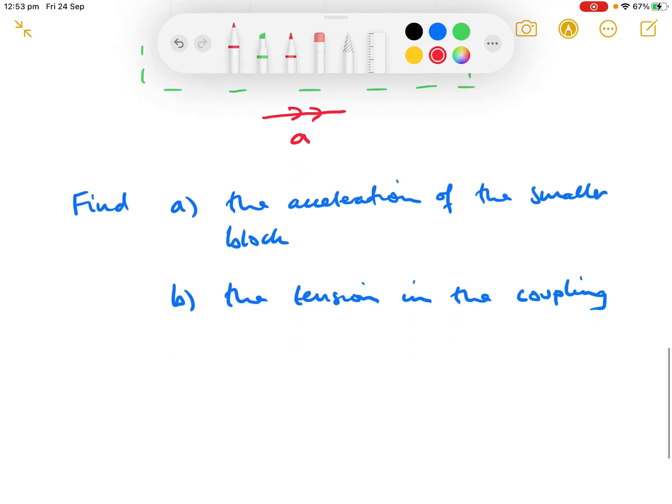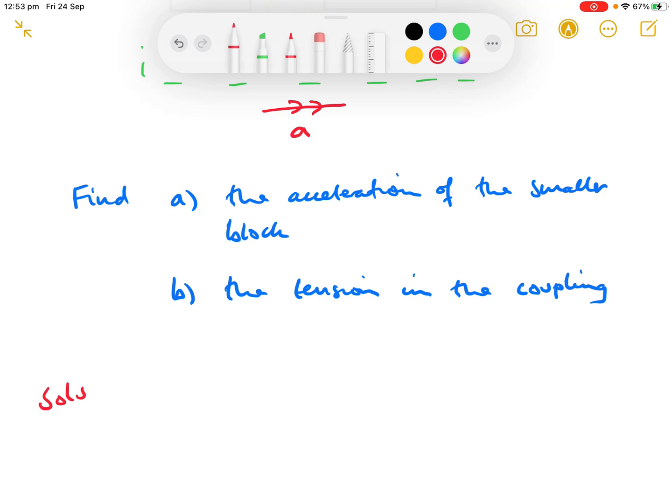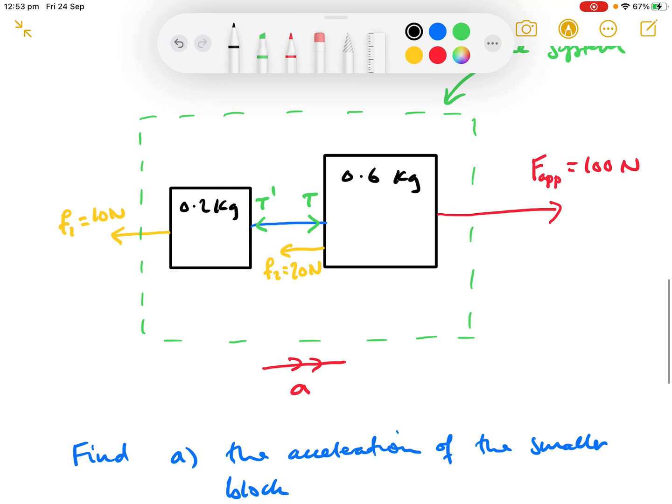Right, so let's do the solution. We'll begin with part A. Well, we're interested in the acceleration of the smaller block. And the first thing to notice is, because they're coupled, they're like two railway carriages. They must have identical motions because they're coupled. So if you think of a train with various carriages, if the train's accelerating, every carriage is accelerating. If the train's going with uniform velocity, every carriage goes with that uniform velocity, and so on and so forth.